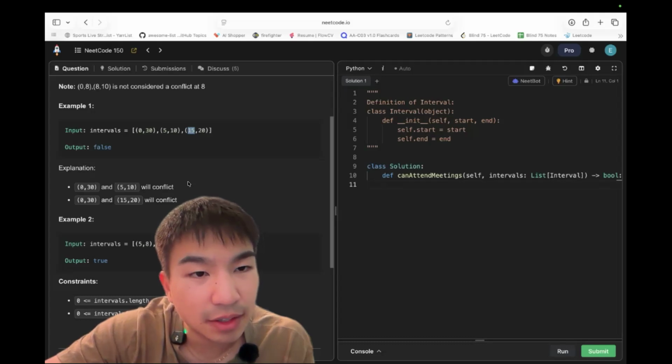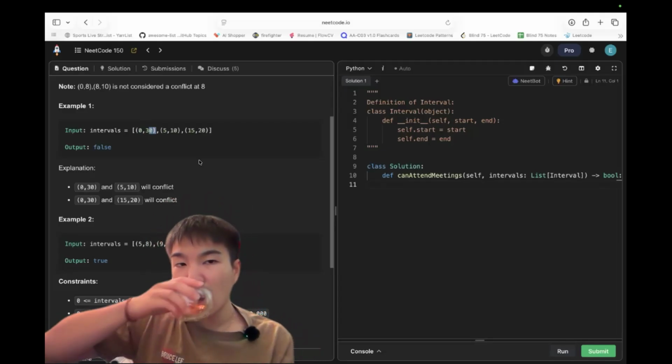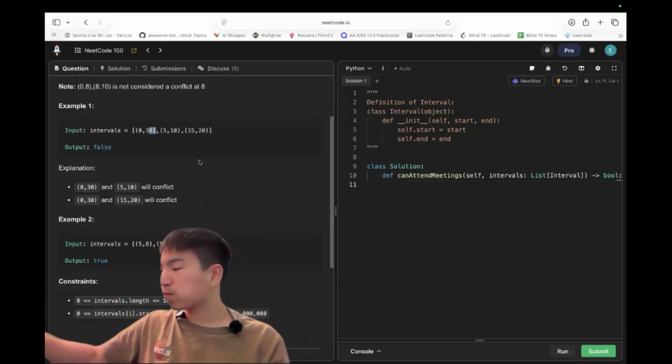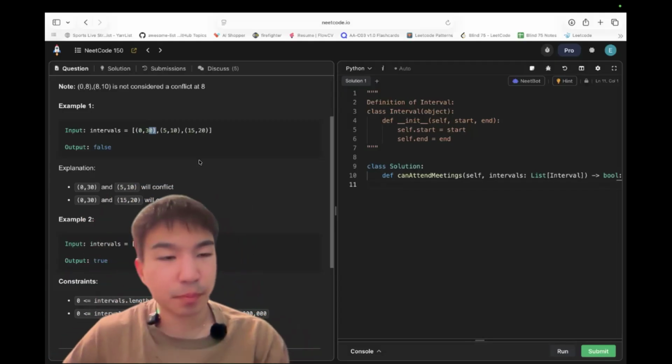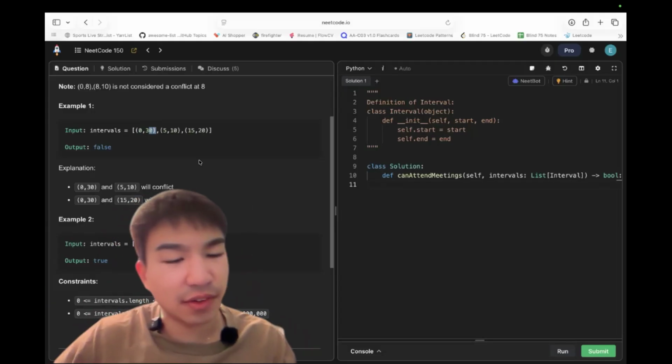I think the pattern here is that we look at the number in the zeroth index and we compare it with another time interval in its second index. All right, so let's try to put this into code and try to figure it out.